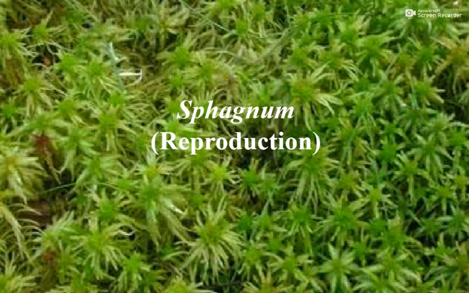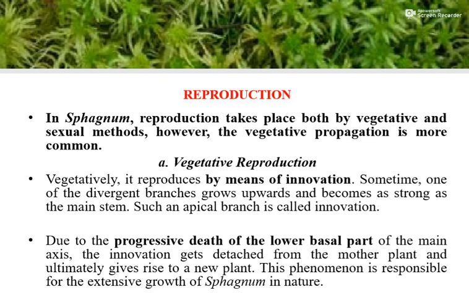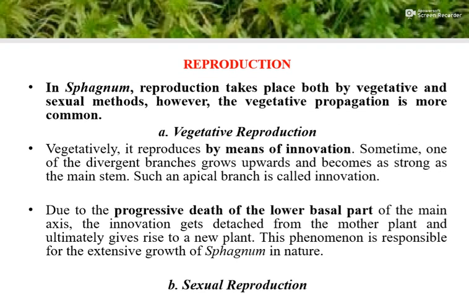In today's video, we are going to learn about the reproduction in sphagnum. So let's begin. In sphagnum, reproduction takes place by two methods, that is vegetative as well as sexual methods. Let's see the vegetative reproduction first. Vegetatively, it reproduces by means of innovation.